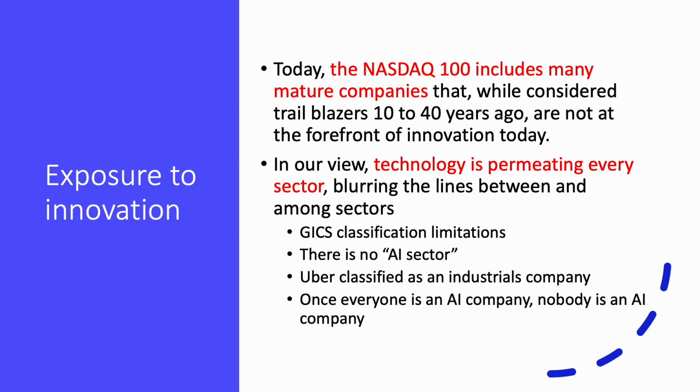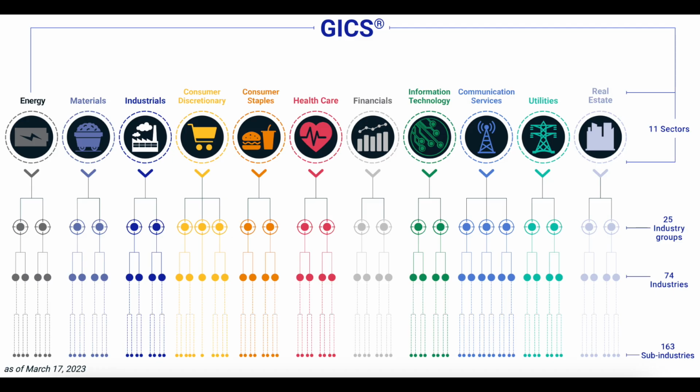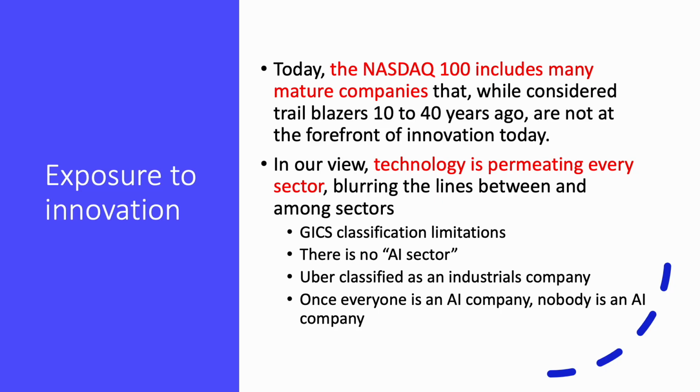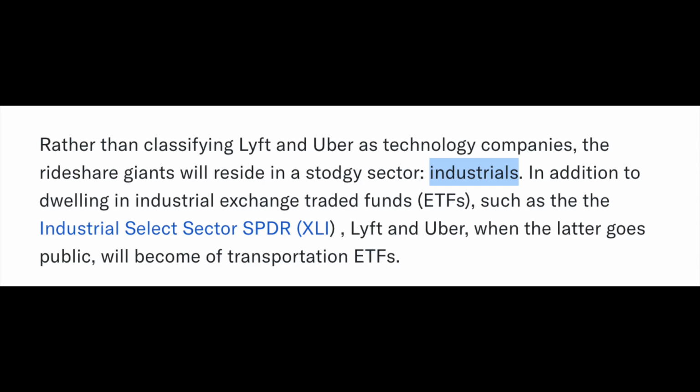All right, so sectors are determined. The most common classification, I think, is GICS. That's S&P Global and MSCI. And there's limitations to the way that you classify companies. I think a great example of that would be Uber. They're classified as an industrials company, and everybody would probably say they're a technology company.